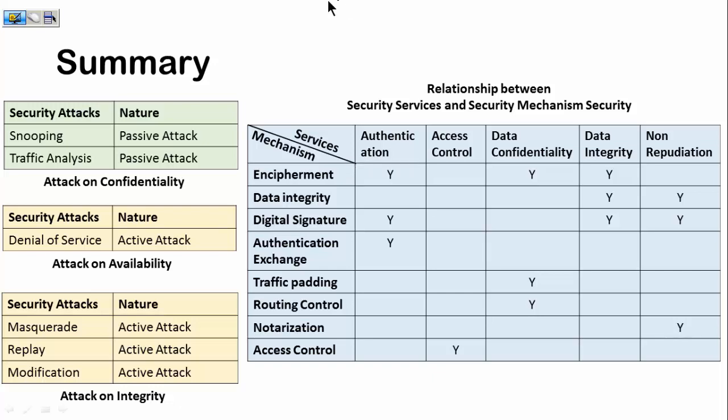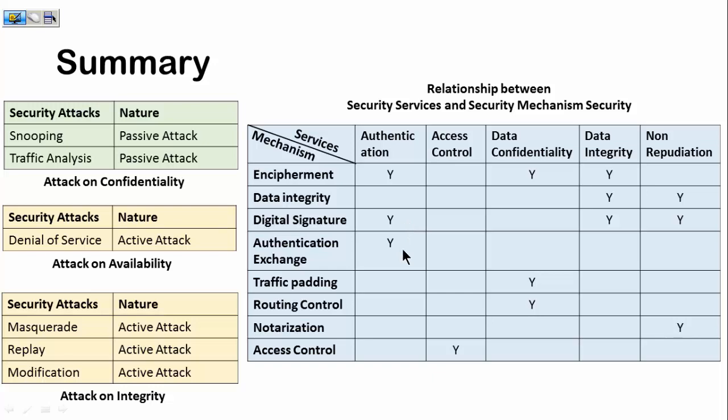The services that you may require are authentication, access control, data confidentiality, data integrity, non-repudiation, and the mechanisms that you have are encipherment, data integrity, digital signature, authentication exchange, traffic padding, routing control, notarization, access control. In order to avail any of the services, what kind of mechanism is implemented is mapped in this chart. If you are looking for authentication, then it requires encipherment. You need to have some cryptographic conversions in order to create the ciphertext. You need to have digital signatures because they are signed by the private key of the person. So you will be authenticated that, okay, this is the very person who has sent the message.